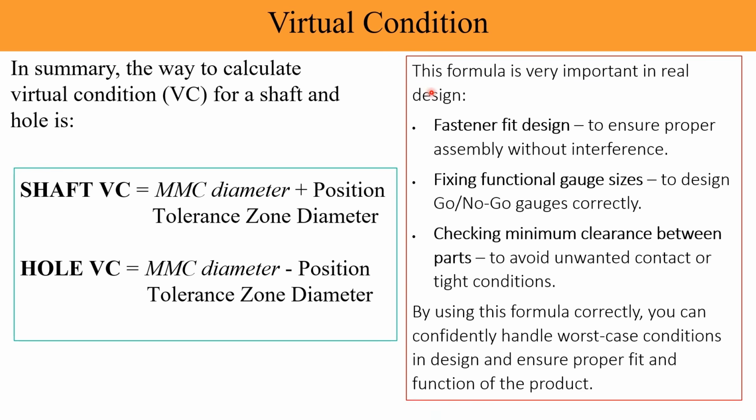This formula is very important in real design situations such as fastener fit design to ensure proper assembly without interferences, fixing functional gauge sizes to design go and no go gauges correctly, and checking minimum clearance between parts to avoid unwanted contact or tight conditions. Thank you.